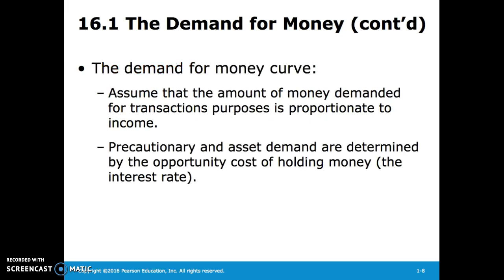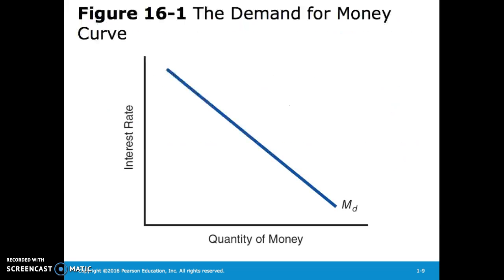So let's consider the demand for money curve. Assume that the amount of money demanded for transactions purposes is proportionate to income. Also, precautionary and asset demand are determined by the opportunity cost of holding money, that is the interest rate. Here we have the quantity of money demanded graphed against the price of money, or the interest rate.